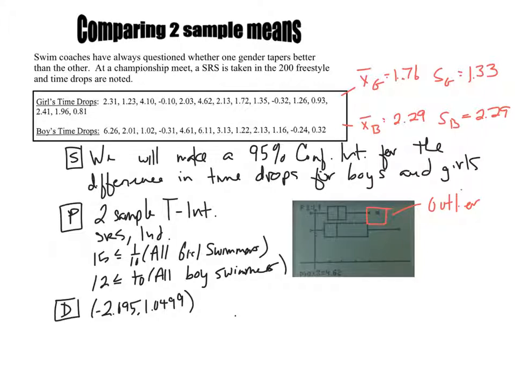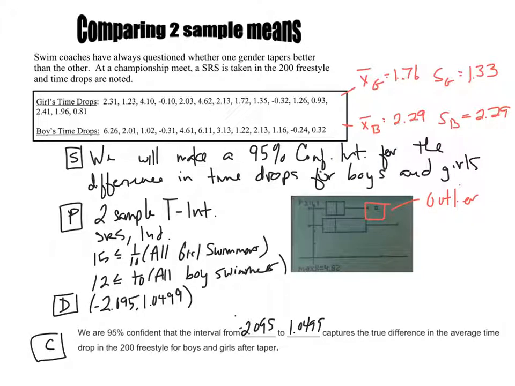And our conclude. We are 95% confident that the interval from negative 2.095 to 1.0499 captures the true difference in the average time drop in the 200 freestyle for boys and girls after taper.